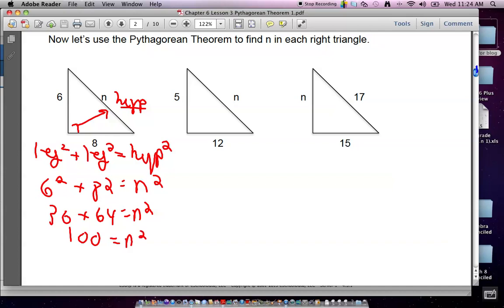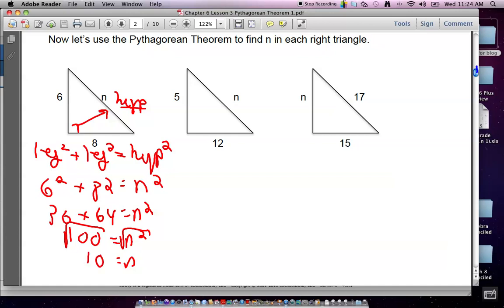Now you should have learned last year about this thing called taking a square root and what the square root of a number is. A square root is the number that times itself is equal to 100. So what number times itself is equal to 100? Don't say 50. 10. Isn't 10 times 10 100? Yeah. So n is equal to 10.